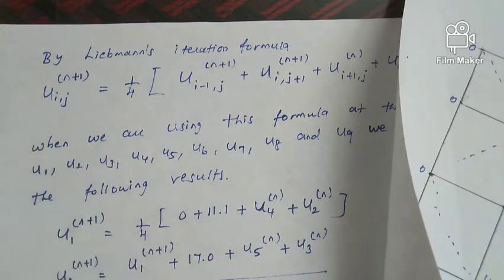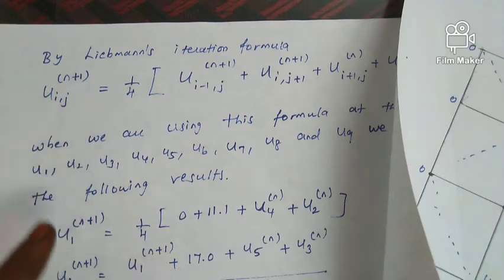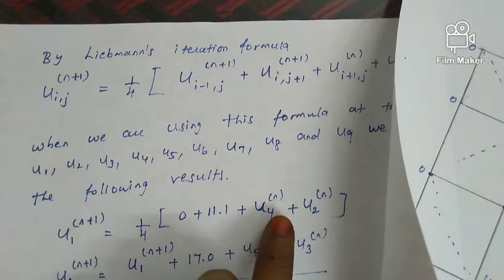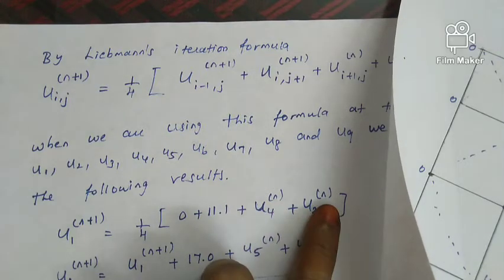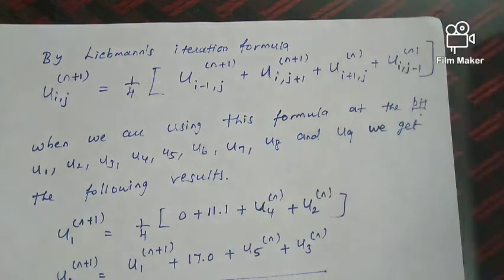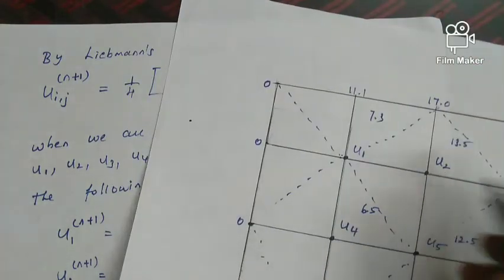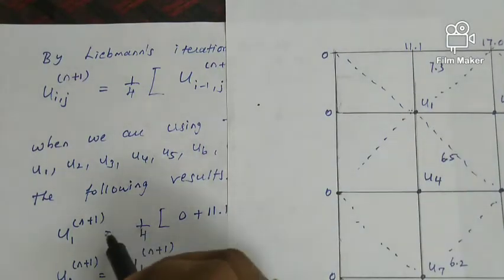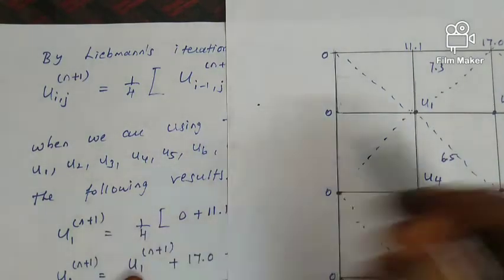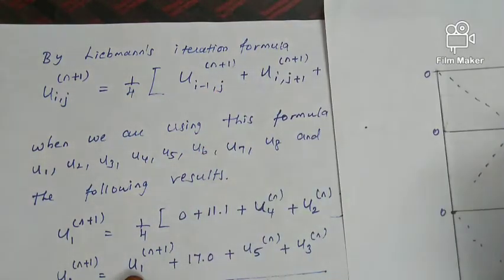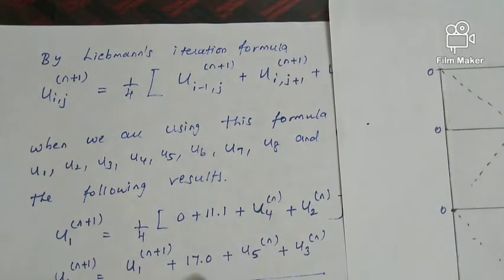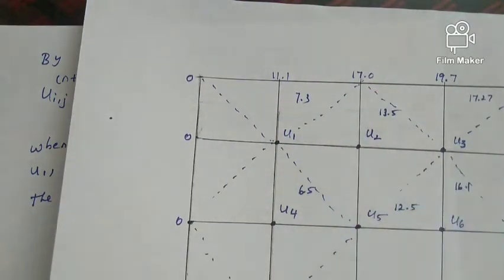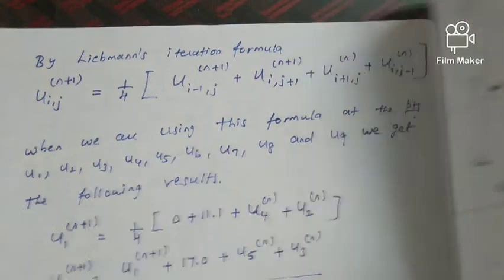So here we are not doing the iteration, we are just writing Liebmann's formula, and for how we do the iteration, for that only we are writing this result. So that is the reason why here we are writing u4 of n and u2 of n. Okay, likewise for u2 of n plus 1, that is the second point. For the second point, because we have already got the result for u1 of n plus 1, that is the reason why here it is u1 of n plus 1, plus 17.0, and then u5 of n and u3 of n, whole divided by 4.